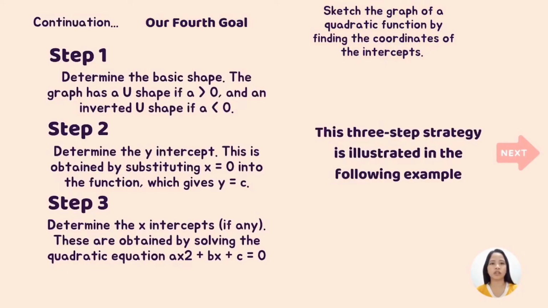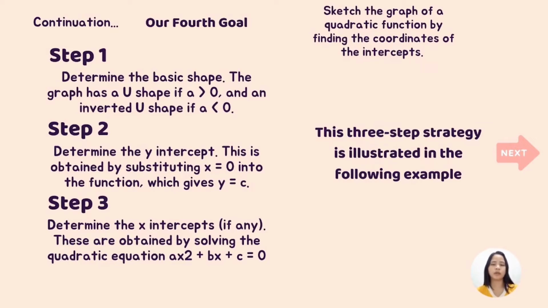This is the continuation of our fourth goal: to sketch the graph of a quadratic function by finding the coordinates of the intercepts. Step 1, determine the basic shape. The graph has a U-shape or smiley face if a is greater than 0, and an inverted U-shape or sad face if a is less than 0. Step 2, determine the y-intercept. This is obtained by substituting x = 0 into the function, which gives y = c. Lastly, step 3, determine the x-intercepts. These are obtained by solving the quadratic equation ax² + bx + c = 0.